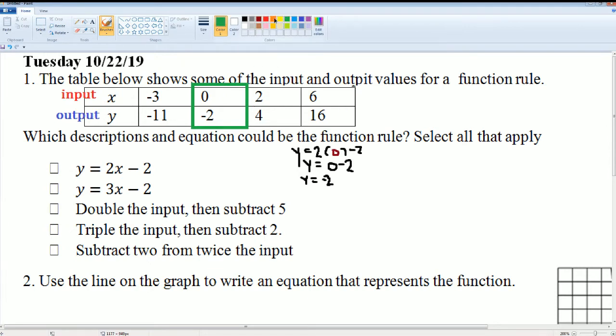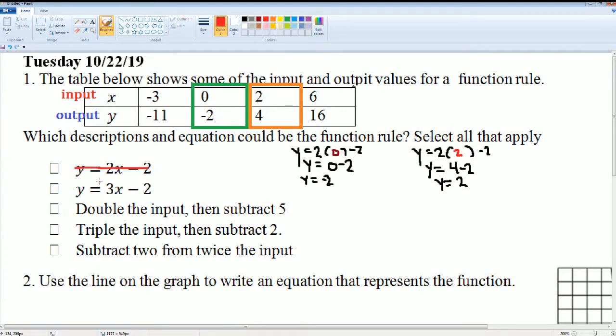But let's check something else. Watch, you're going to see how it breaks if you check this. Y is equal to 2 times the parentheses, where x is 2, minus 2. Y is equal to 2 times 2 is 4, minus 2. What is 4 minus 2? It is 2. Does that work? It doesn't, because when your input was 2, your output was 2. So this one doesn't work.